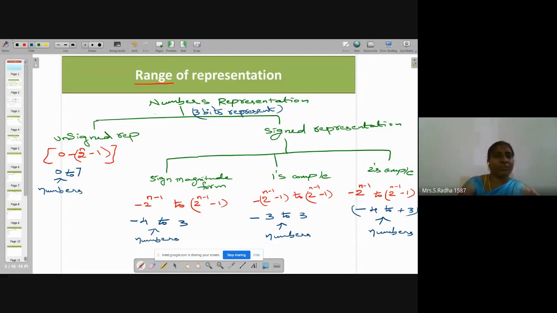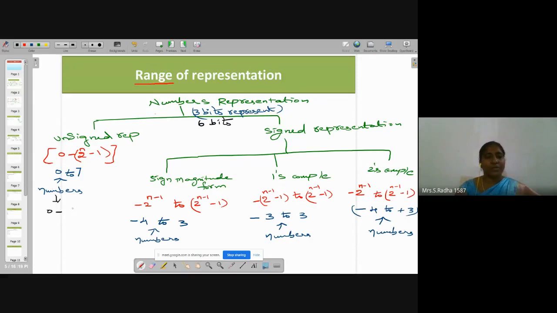For example, if you take 6 bits, if you are allowed to write a number using 6 bits, then the numbers differ.